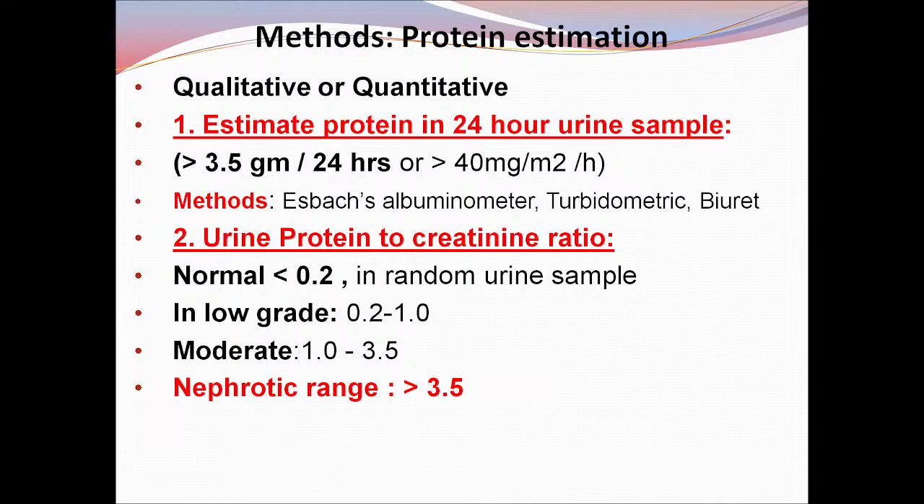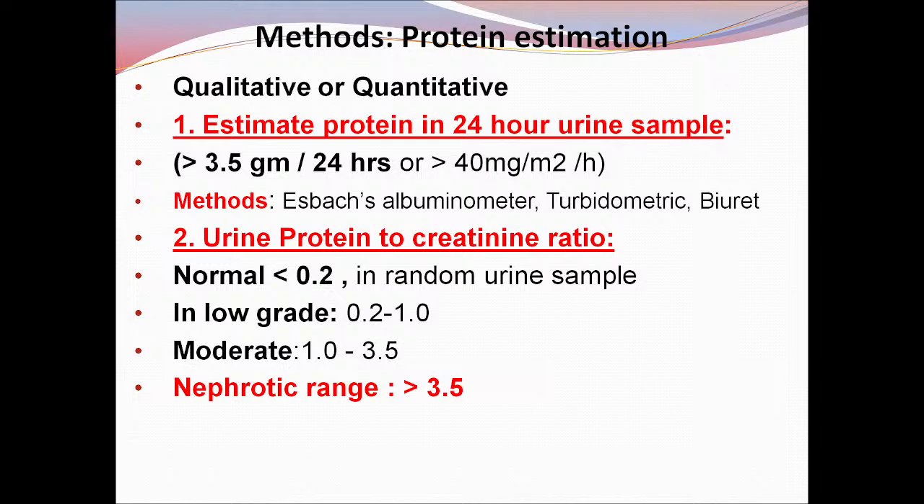So, protein estimation, we have a quantitative and qualitative estimation. We are interested in knowing the quantity, that is more than 3.5 grams per 24 hours, and the methods are turbidimetric method, biuret method or albuminometer method. So, you must know this, it may be a commonly asked question.